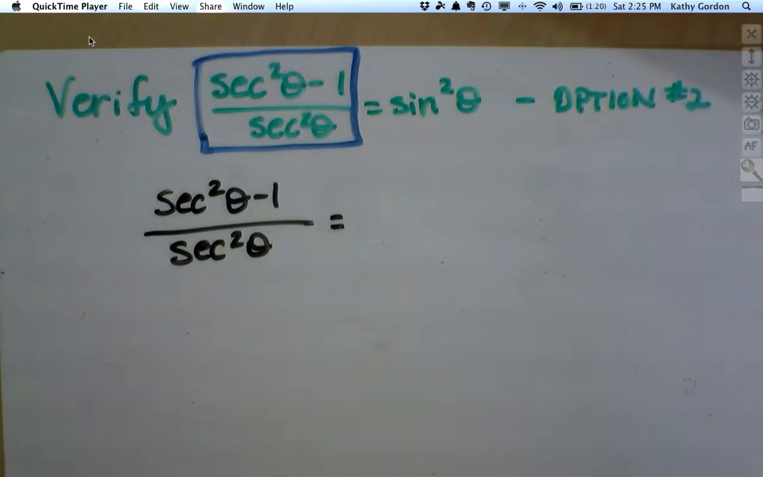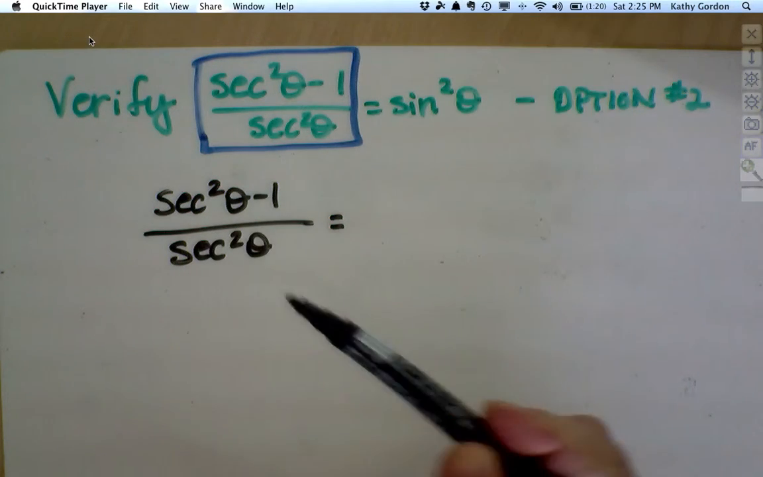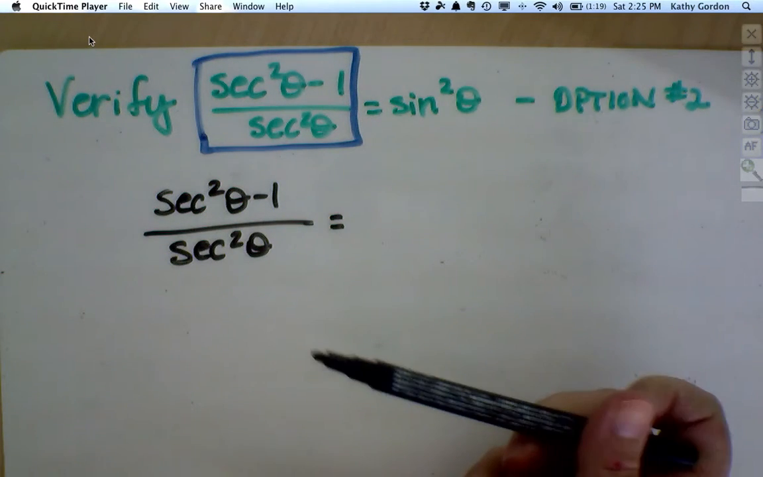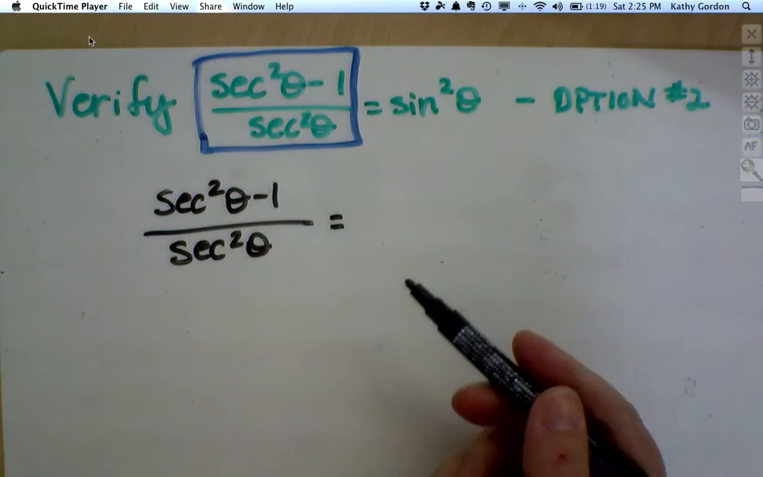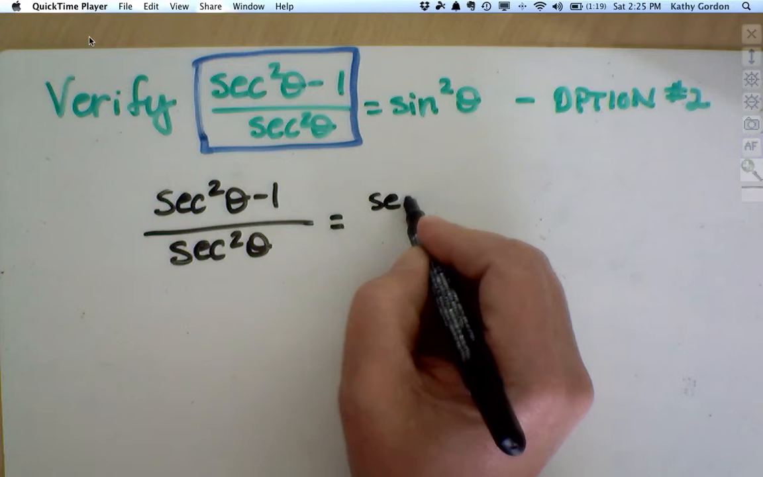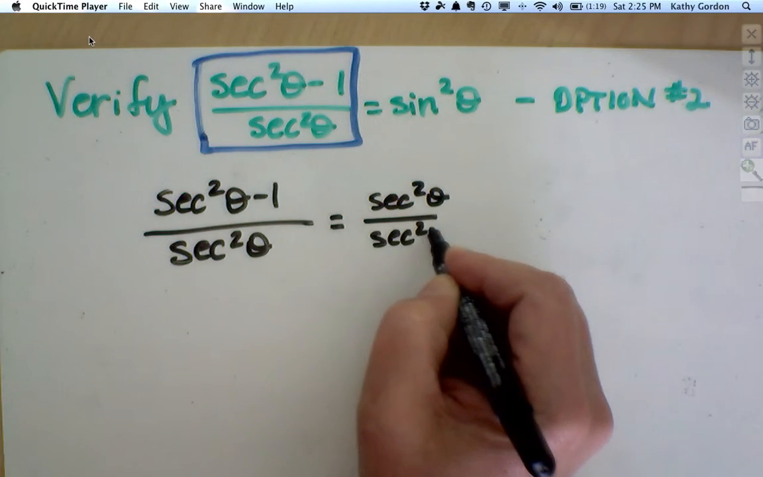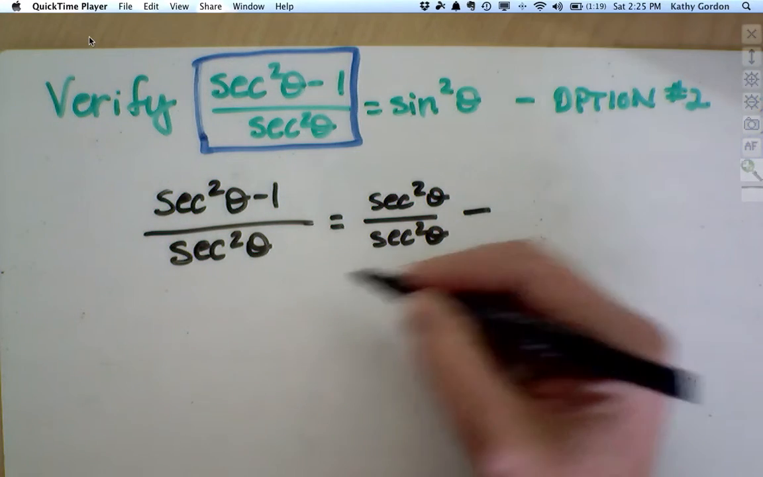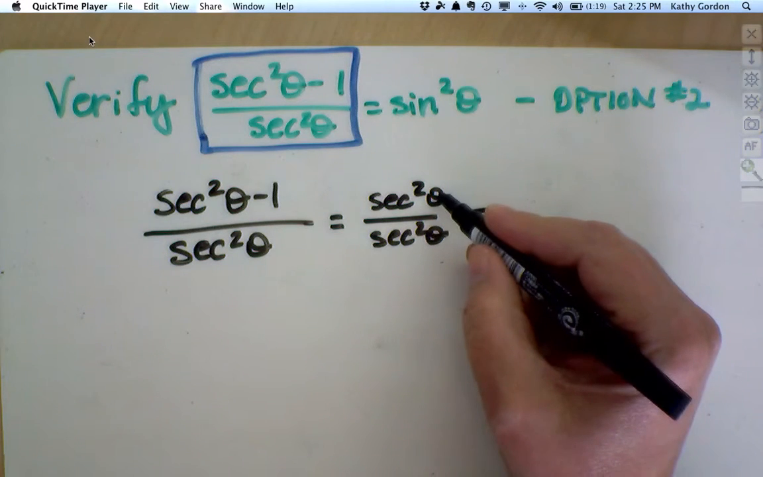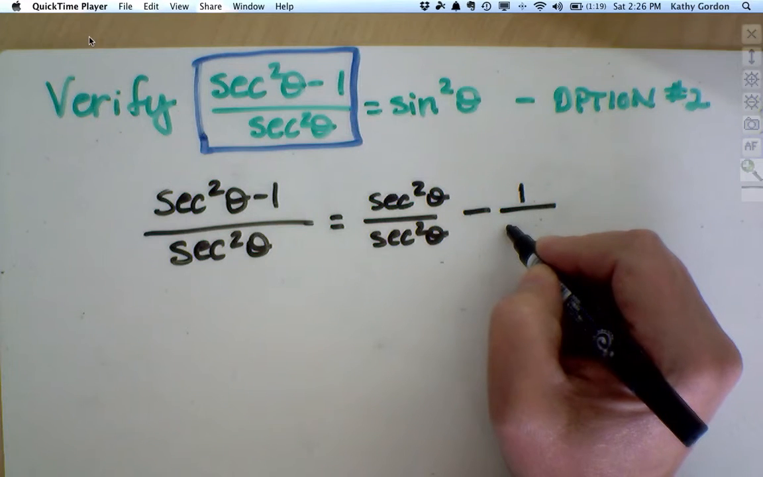Okay, but here's another way we could have approached this. Because I have two terms that are being subtracted in my numerator, and that's over a single term in my denominator, I can split the numerator as long as each term goes over the denominator. So I can do secant squared over secant squared, and then I can subtract a 1 over secant squared.